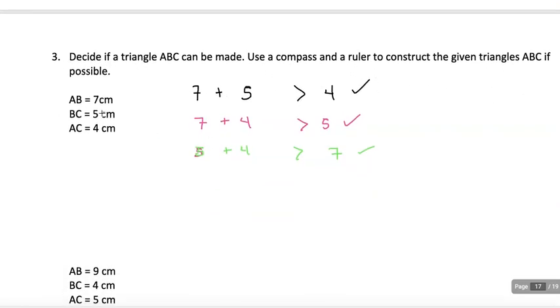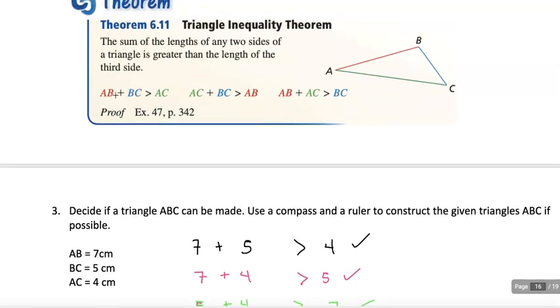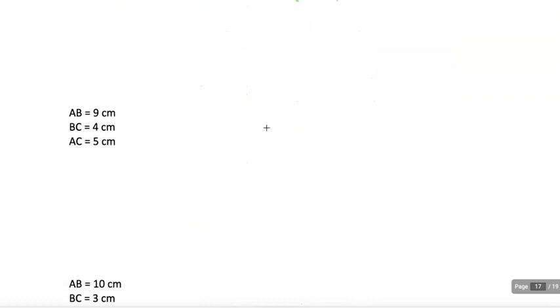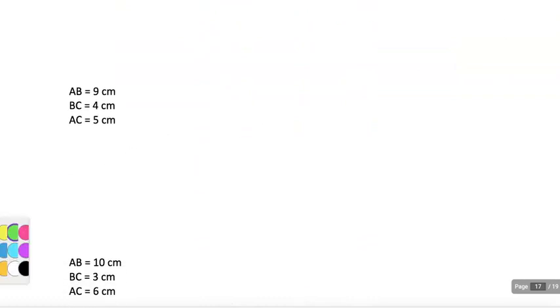Alright, so we got 7, 5, 4. All works based on this inequality theorem. Any combination of the two sides works. Alright, and then we got 9, 4, 5. So 9 plus 4 has to be greater than 5. So far, check. Then we got 9 plus 5 must be greater than 4.